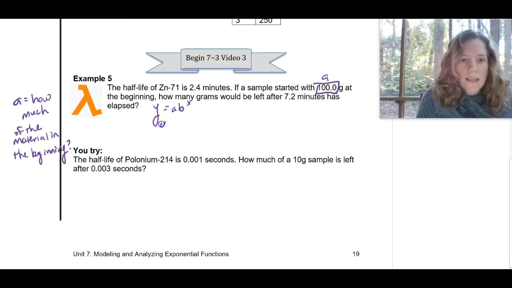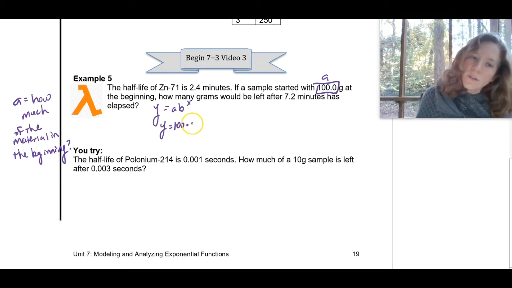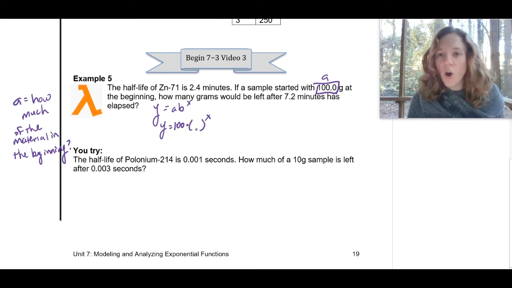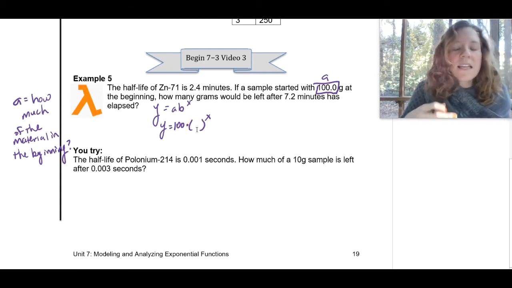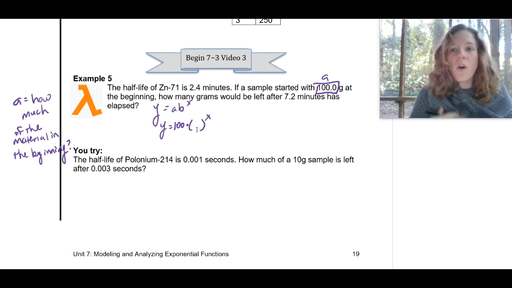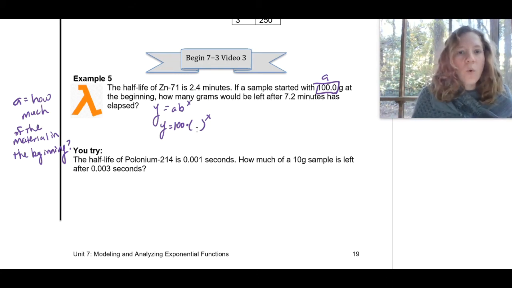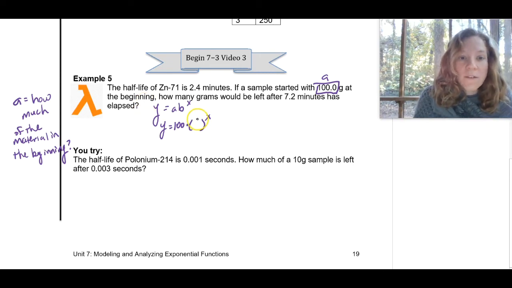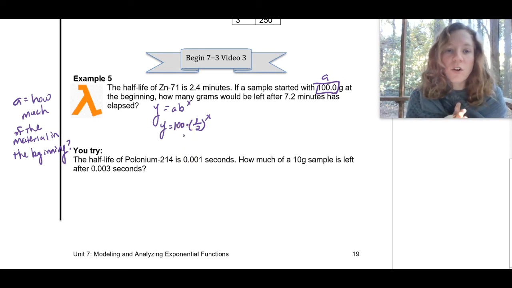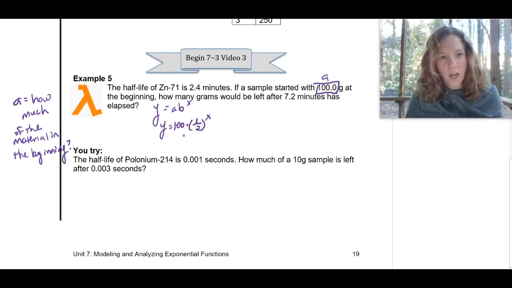All right, so y equals 100 times, now that growth factor is going to go right here. For half-life problems it is always the same because it's baked right into the name. It's a half-life problem. After we've let one half-life go by, we are going to have exactly half of the material from what we had in the beginning. So that B value, your growth factor, is always 1/2. You're cutting your zinc-71 in half.